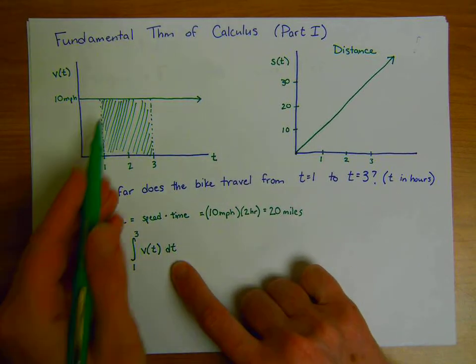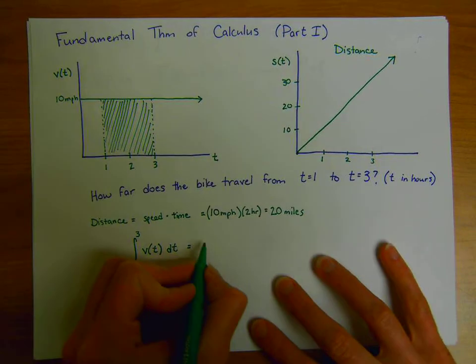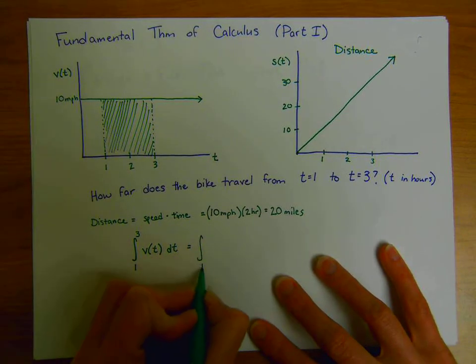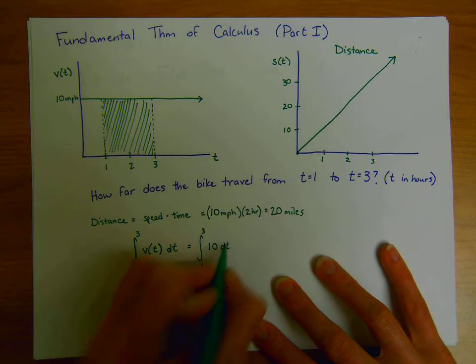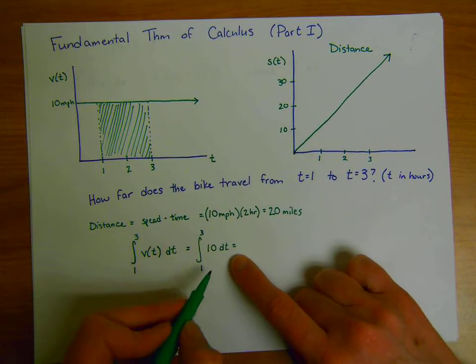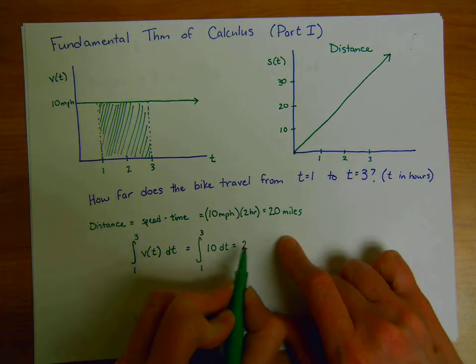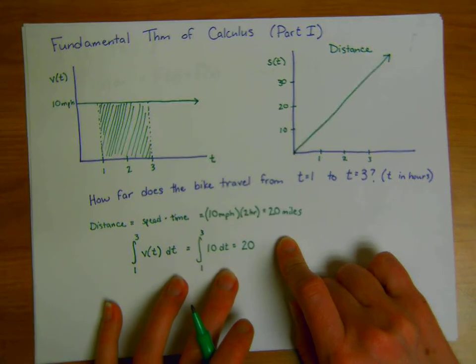Filling in this, I know that my velocity is actually just the constant function 10. Maybe I could write this as the integral from 1 to 3 of 10 dt. And without doing a lot of formal notation, we see that this integral is indeed going to be the value of 20. Now let's consider this from a second perspective.